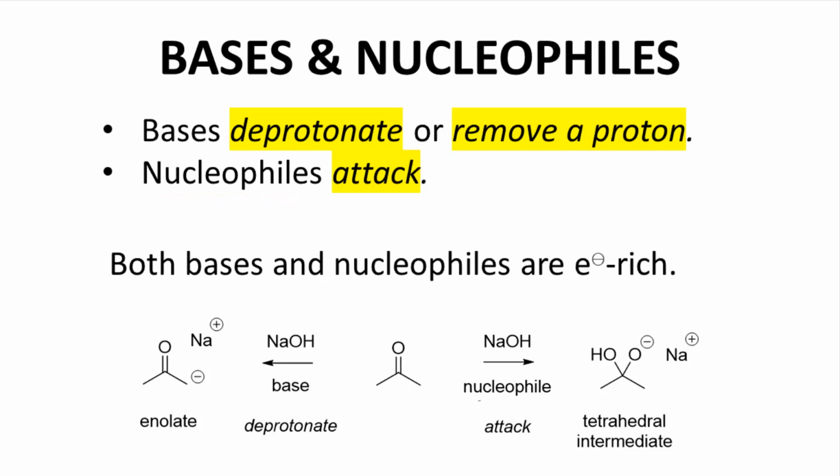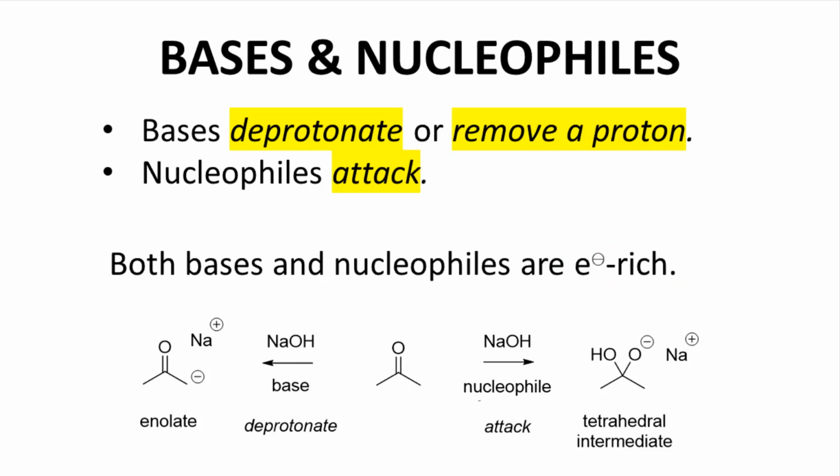Now this brings up an interesting issue. We identify bases because they are electron rich. Nucleophiles are also electron rich. Is it possible for a reagent to behave both as a base, because it is electron rich, and a nucleophile, again because it is electron rich?